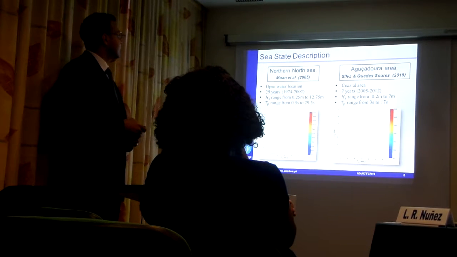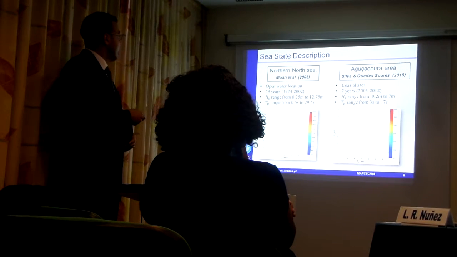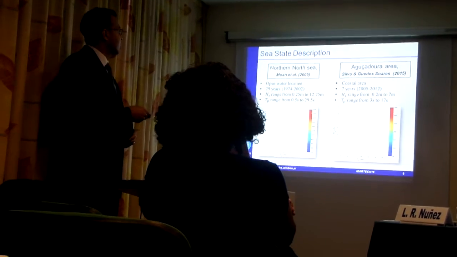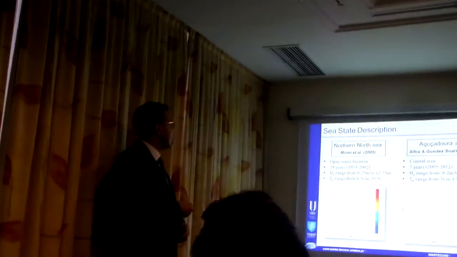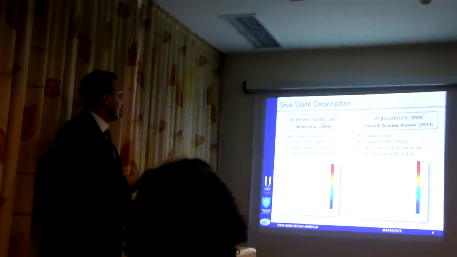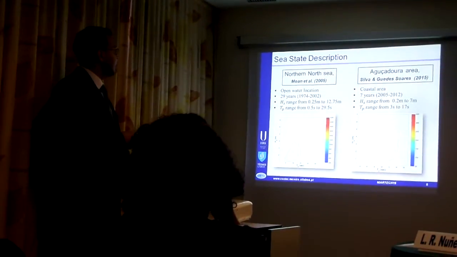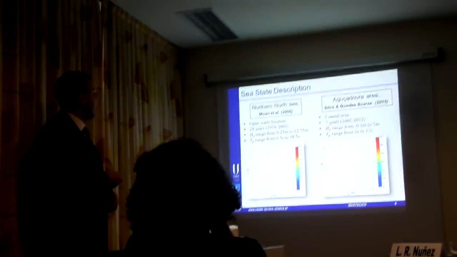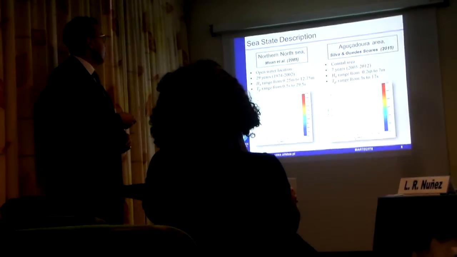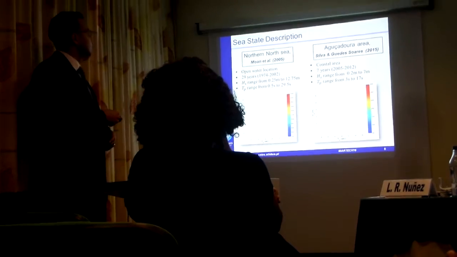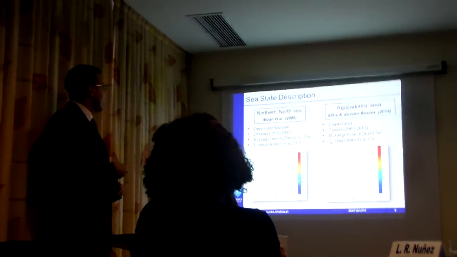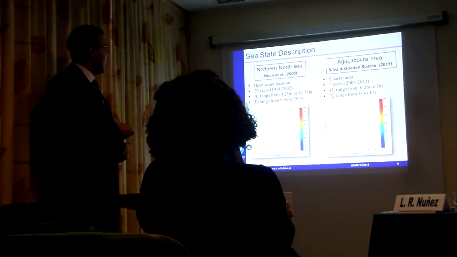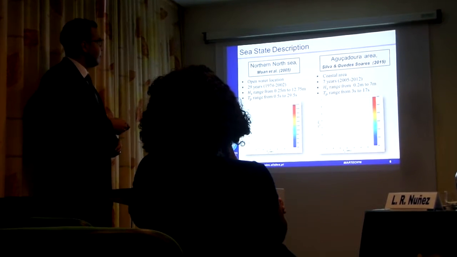About the sea state description, those are the sea states of the North Sea and the Aguasadura area. The North Sea represents the open water location, and the data was collected over 29 years from 1974 to 2002, and the significant wave height ranges from 0.25 to 12.75. The peak period is from half to 29.5.